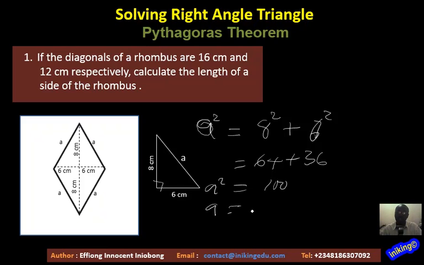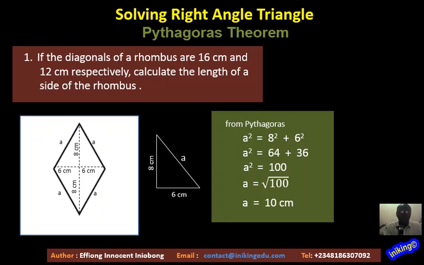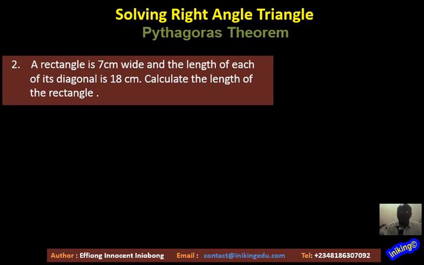What is A? Square root of 100. And that gives me 10. Which means the length of each of the side of the rhombus is simply 10 centimeters. That's it there, written out in much more neater form. A square is equal to 8 square plus 6 square. Let's proceed to question number 2.